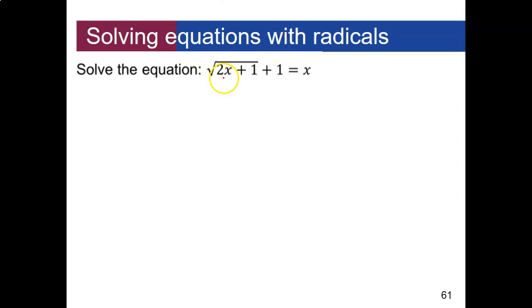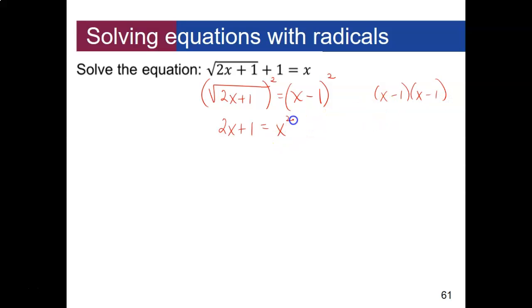Okay, here's another one for us to solve. It's actually fairly similar to the one that we just worked with, but if we go through and solve this, we'll have the square root of 2x plus 1, and that's going to equal x minus 1. We know that we need to square both sides to get rid of the radical. So we'll have 2x plus 1 equals, and then we'll have to FOIL this out. So x minus 1 times x minus 1 will give us x squared minus 2x plus 1.